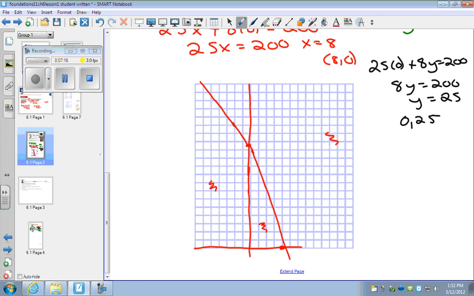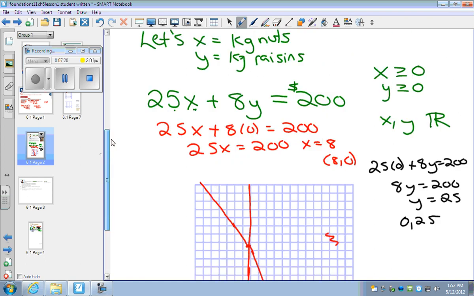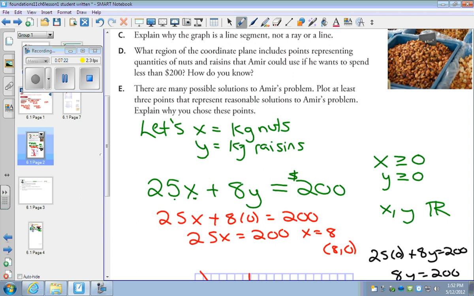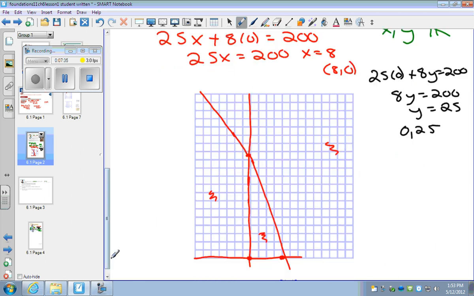And the way I'm going to test it out is I'm going to put a test point. I can do the test point 0 and 0. And if I subbed in a 0 here and a 0 there, would that be less than or equal to 200? Of course it would be. So we're talking about the region underneath. Okay, so we're actually talking about this region only right here.